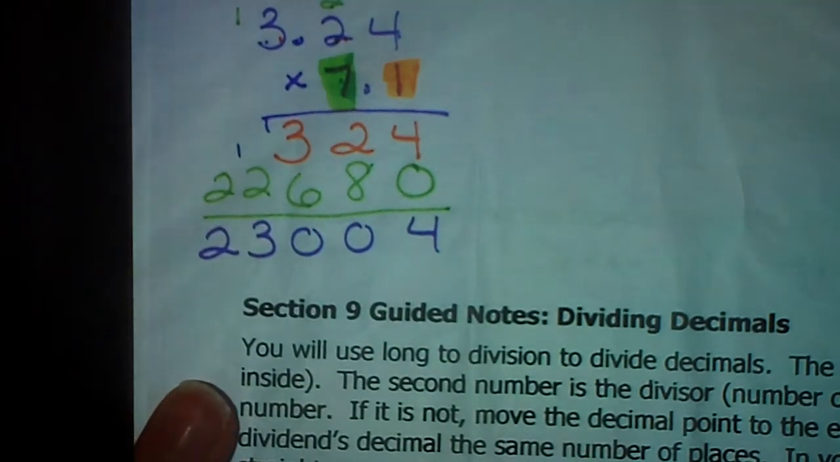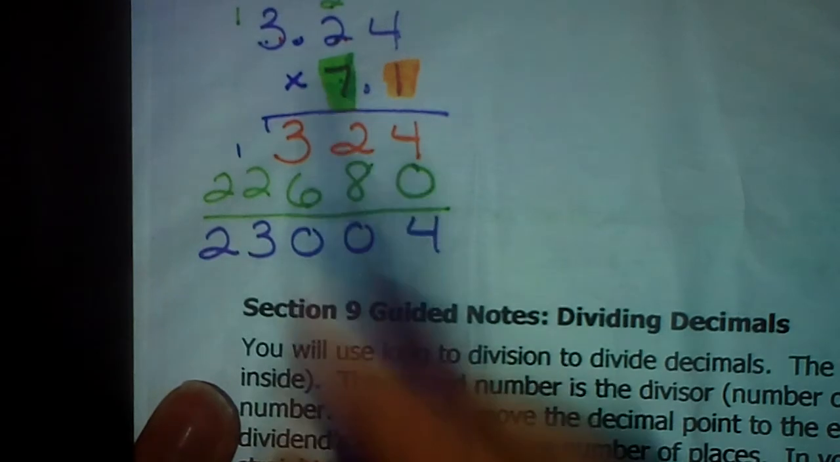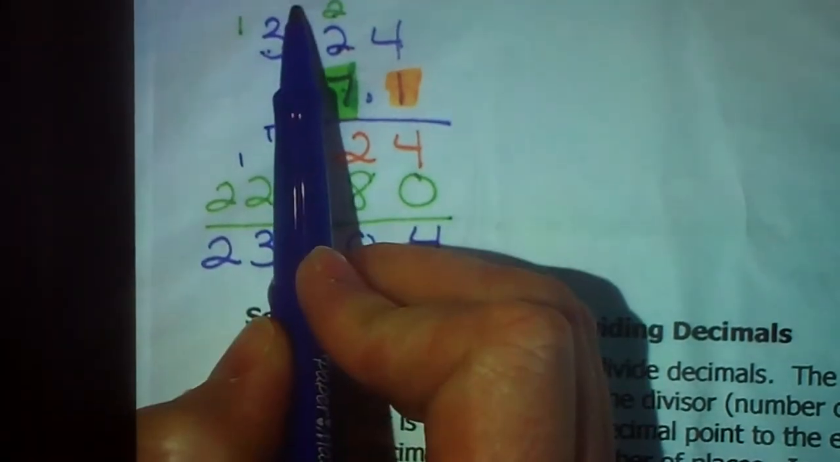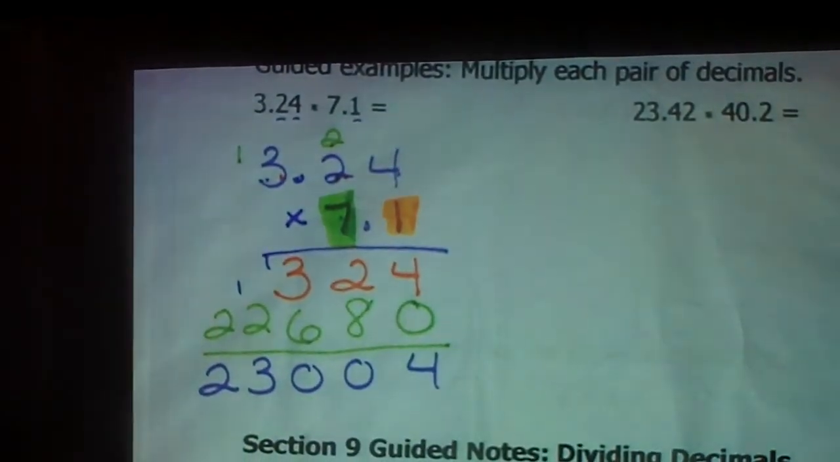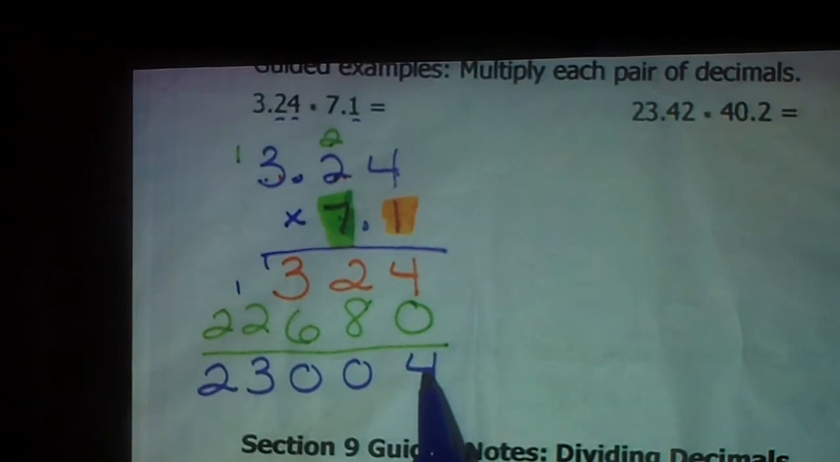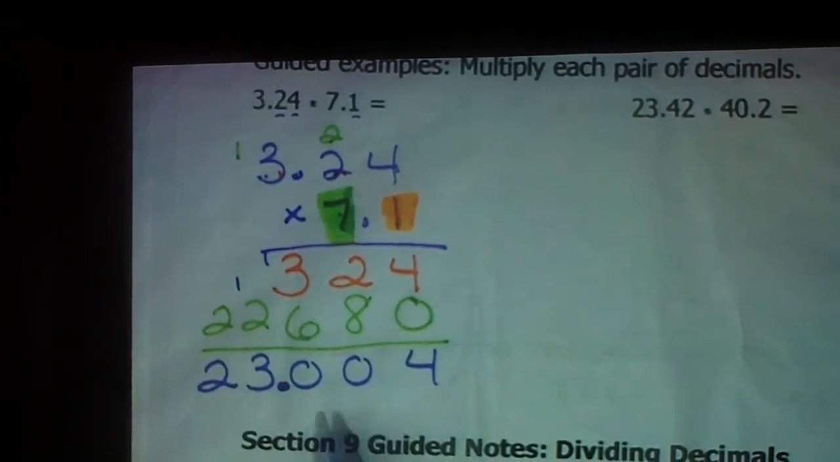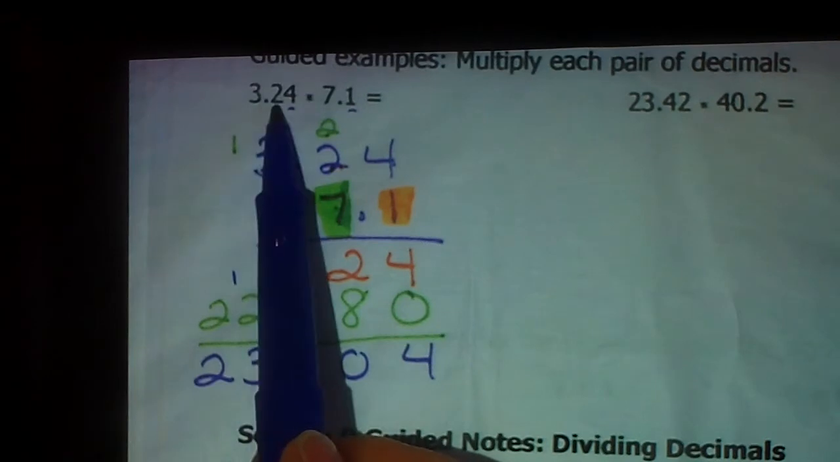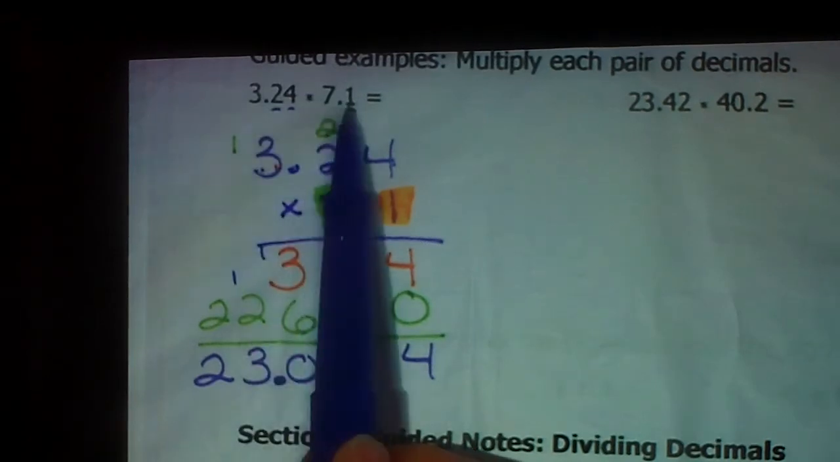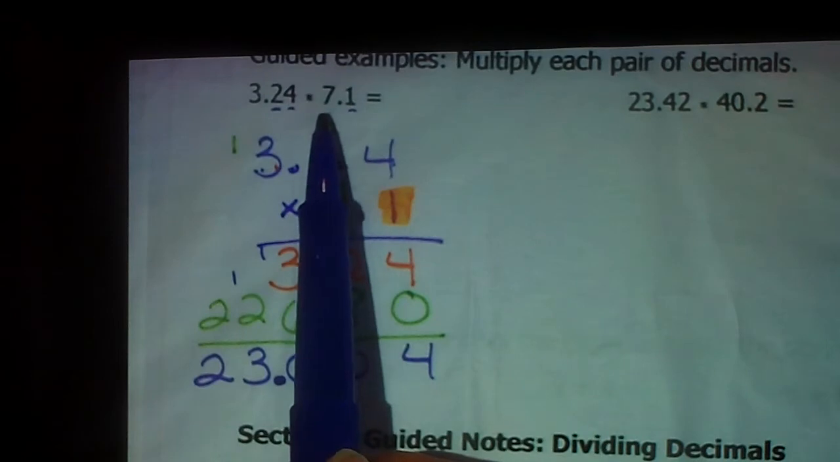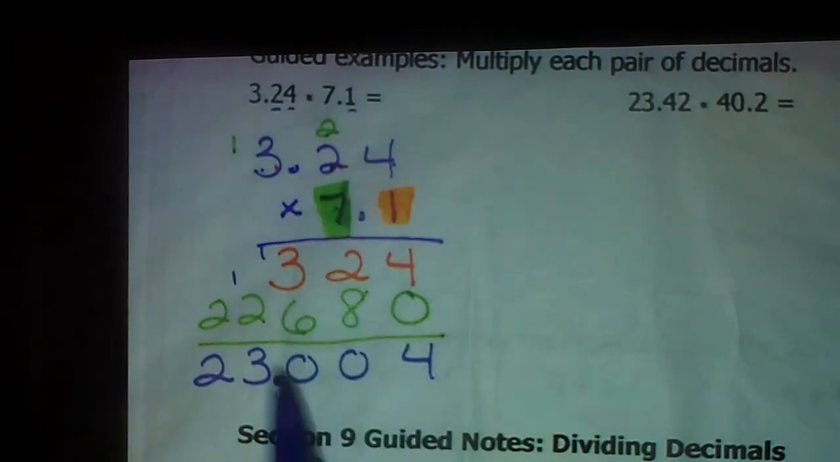And what was said above about counting how many numbers are behind the decimal point: notice in the problem we have 2 numbers here, and a third number here behind a decimal point. So that means in our answer we need 1, 2, 3 numbers behind the decimal point. And it's really important for you to use a little bit of estimation and common sense. Look at the original problem. 3.24 is just a little bit more than 3, and 7.1 is just a little bit more than 7. What's 3 times 7? 21. Look at our overall answer. It's just a little bit more than 23. So our answer does make sense, whereas if we had our decimal point in any other position, it would not have made sense.